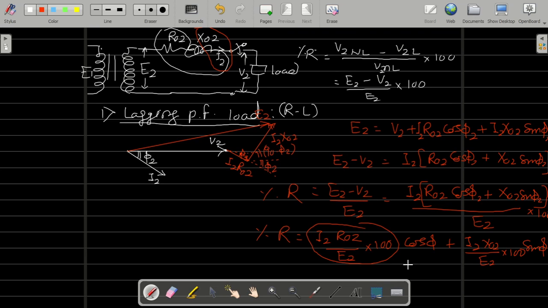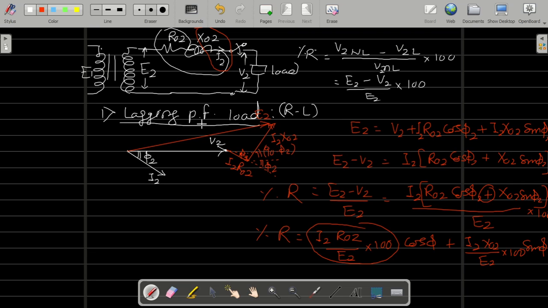So this is the way. Sometimes it is given in percentage, 2%, 3%. So if 2% is given, take 0.02 into cos phi. Okay, like that, we will solve the problem. In this way we can solve the problem. This is for voltage regulation, and here there is a plus sign, for lagging power factor load.